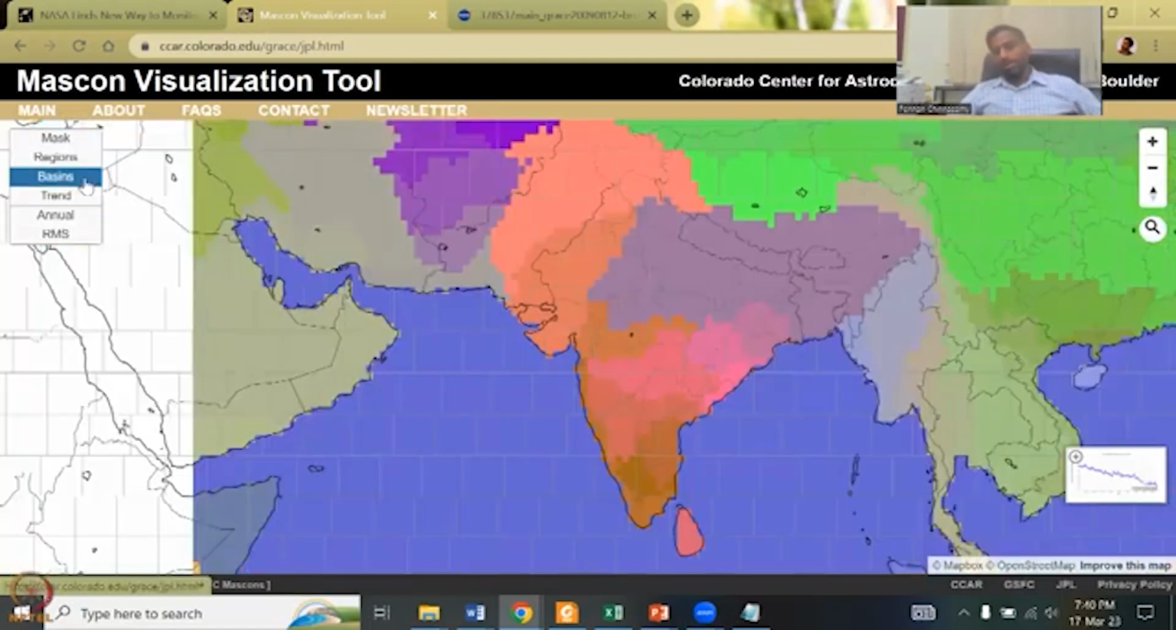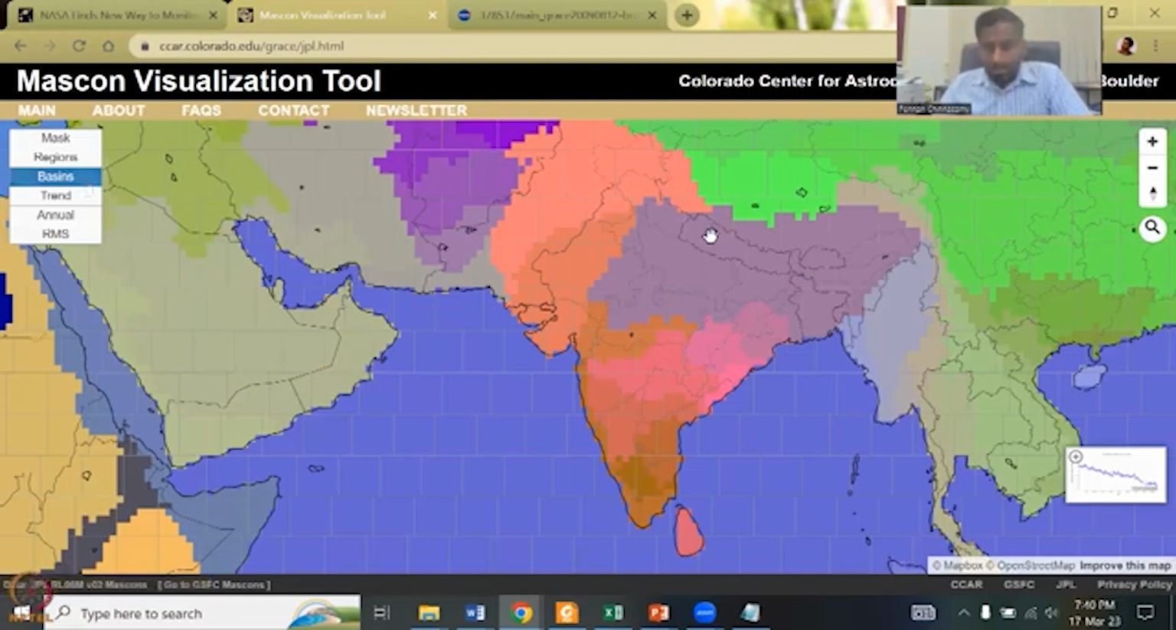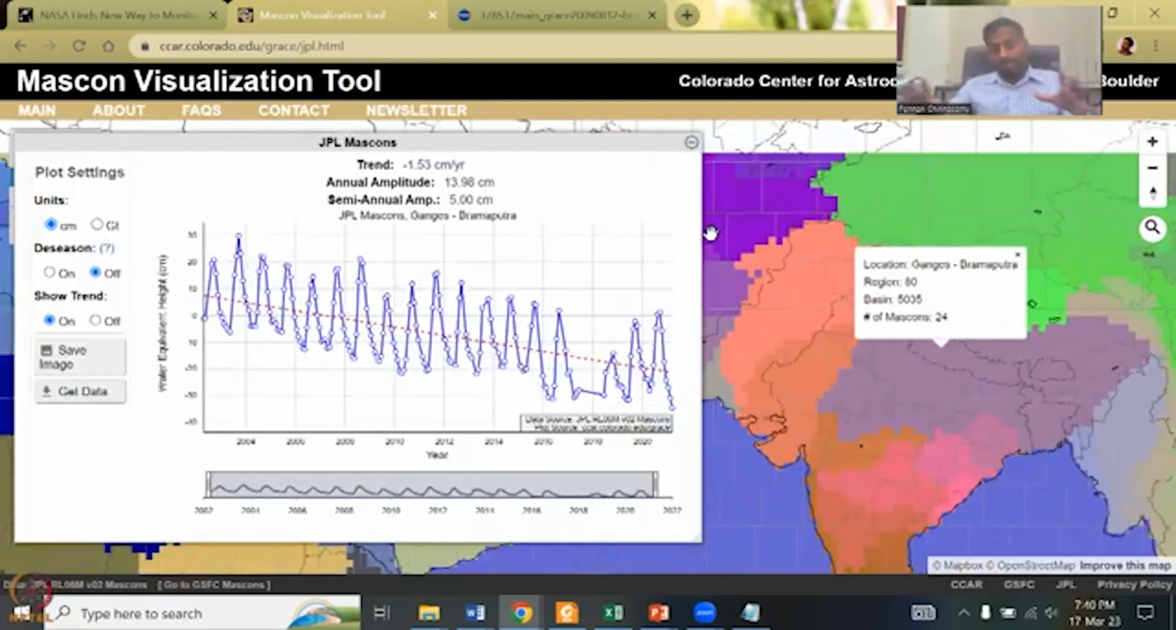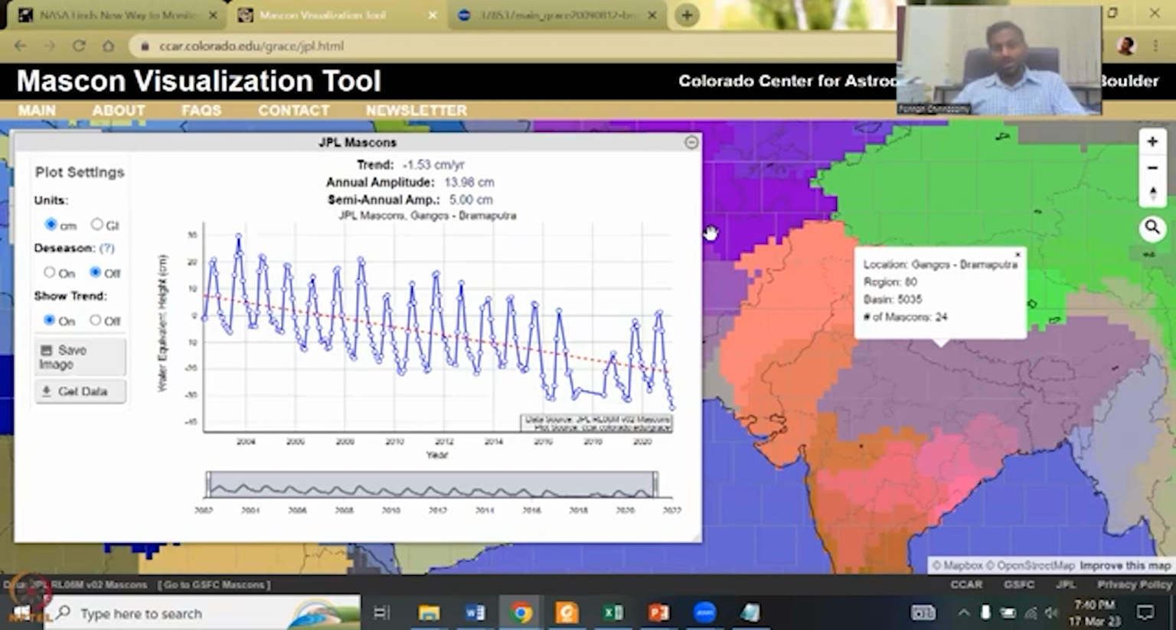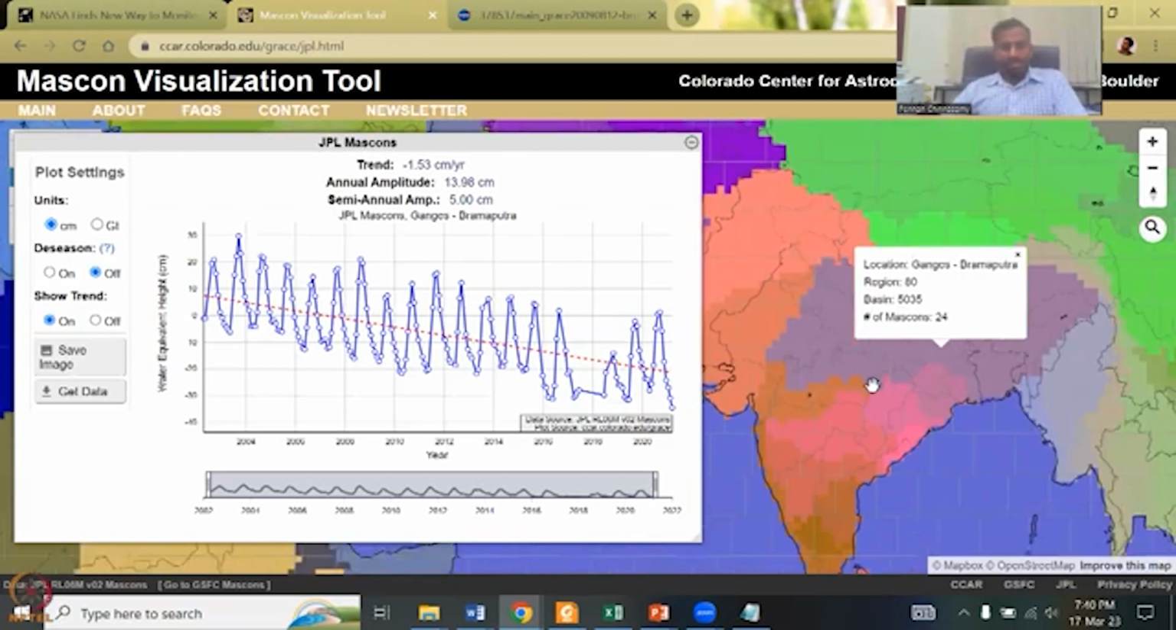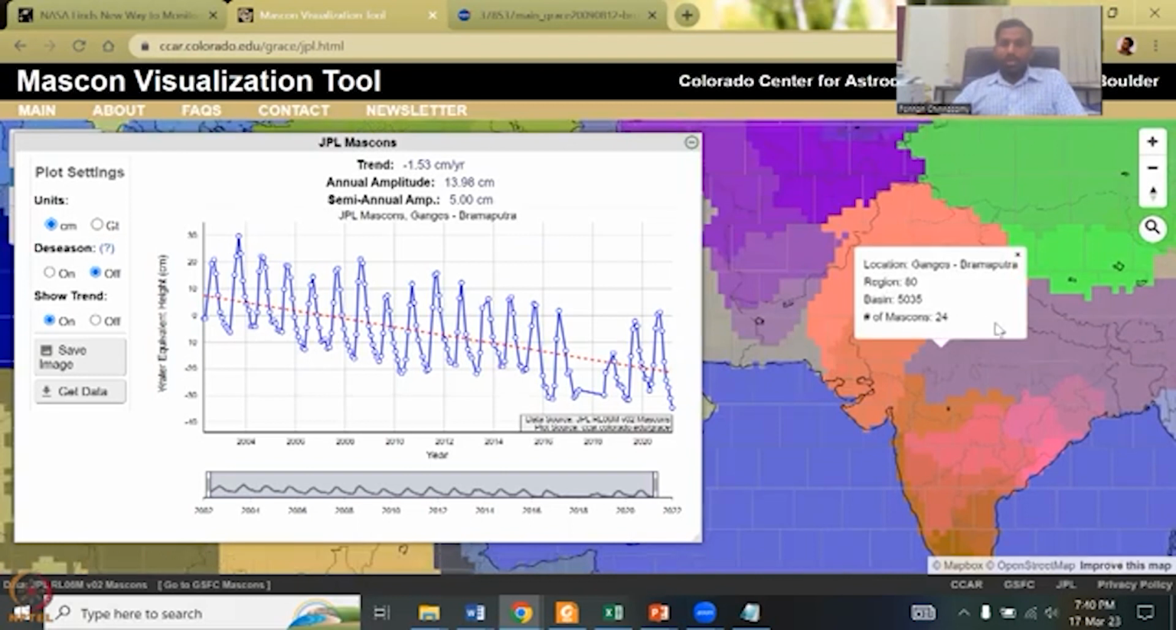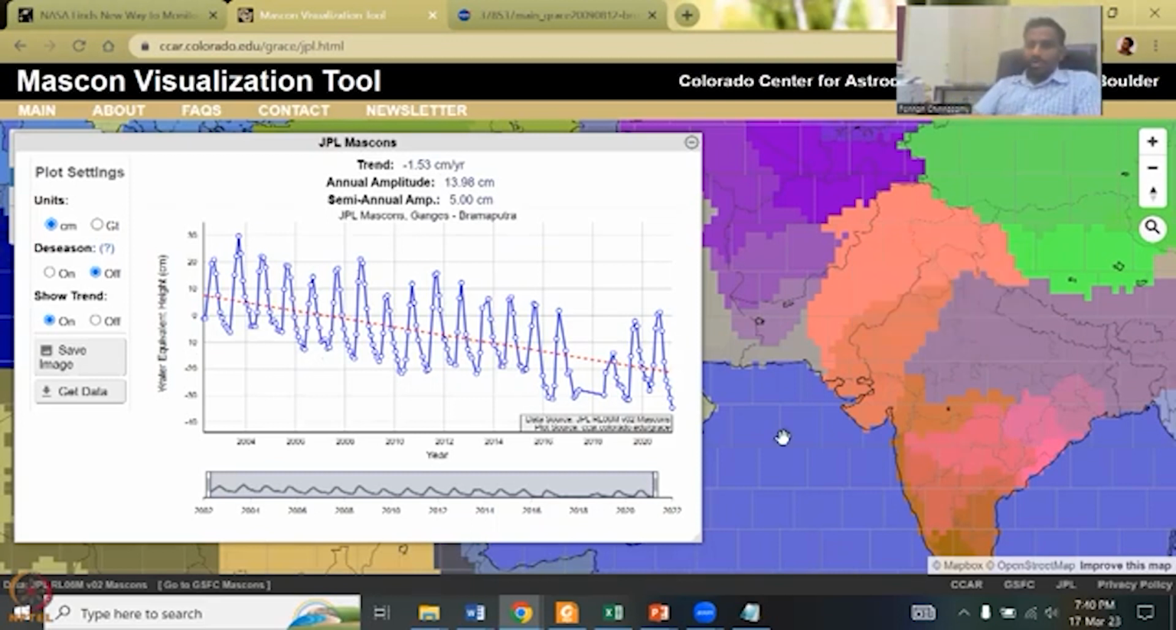But since we're focusing on India, let's look at India. So the Ganges Basin, the whole of Ganges Basin. So it's an average for the Ganges Basin. You can see the location says Ganges Brahmaputra. Wherever you click, it's the same. It doesn't change because it's averaged for the Ganges region. So if you click on the pixel, the location might say a number of mascons, which might differ, but this doesn't differ. Okay, so if I click outside, this changes.